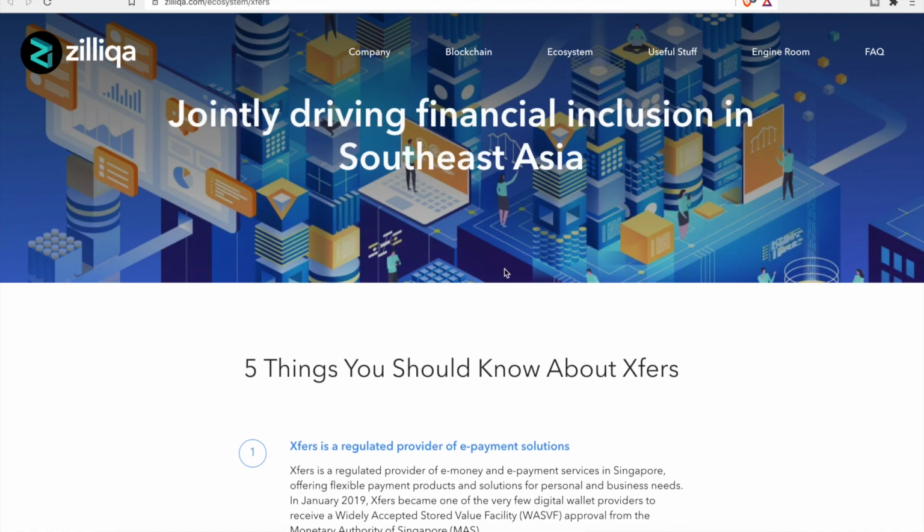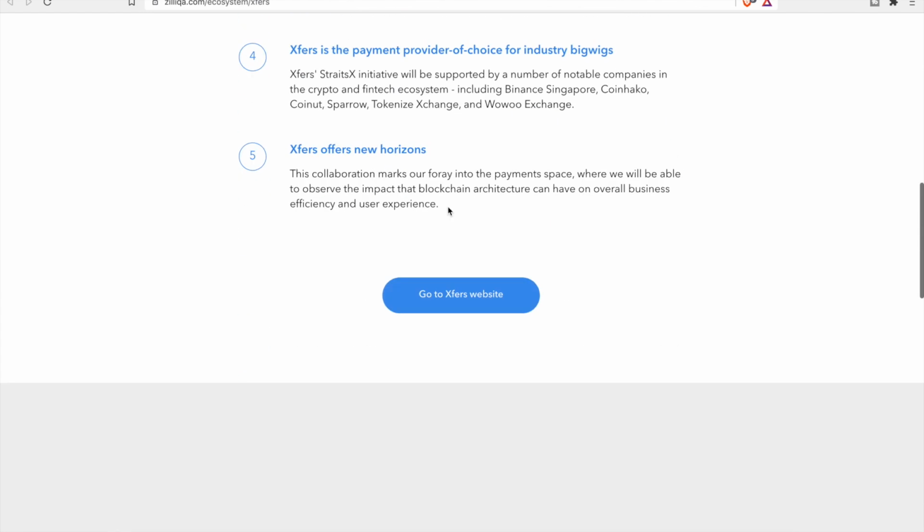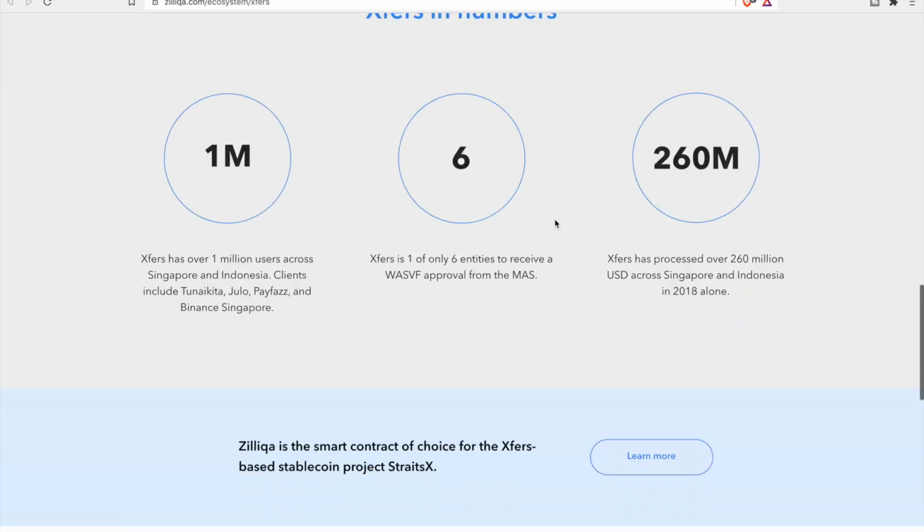So here's the Zilliqa partnerships. So this is XFERS, regulated provider, e-payment solutions, so on. Yeah, so basically it's the widely accepted stored value facility approval for them. Singapore. So these guys are the first stablecoin in Singapore, which is huge. So has over 1 million users.